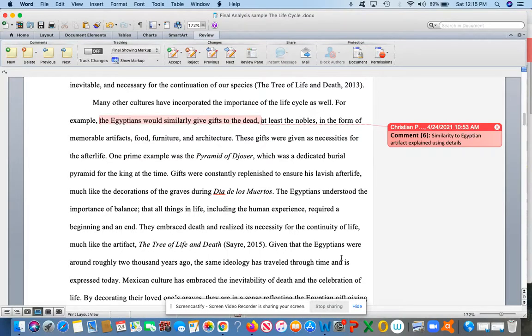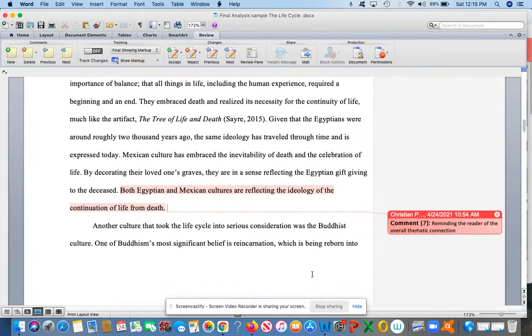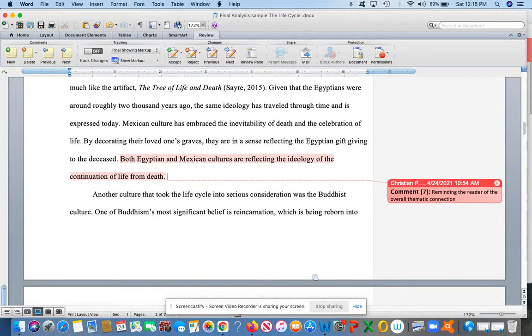look at the artifact of the pyramid of Djoser and giving some examples of it and how it relates to the tree of life, and talking about its relationship to beliefs within the Mexican culture. Each of these paragraphs does a great job of having this lovely summary sentence here, which you don't have to have, but like, why not? Where you point out to the reader, hello, this is the overall thematic connection I'm trying to make.